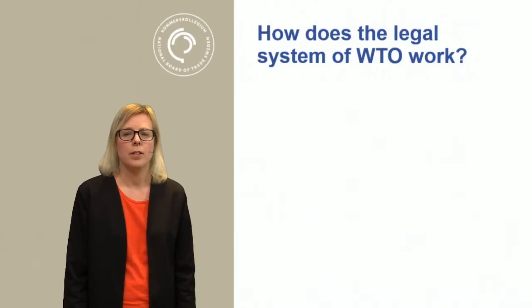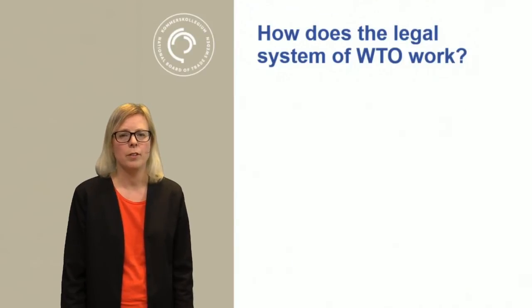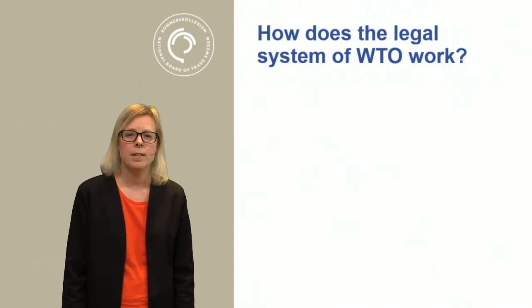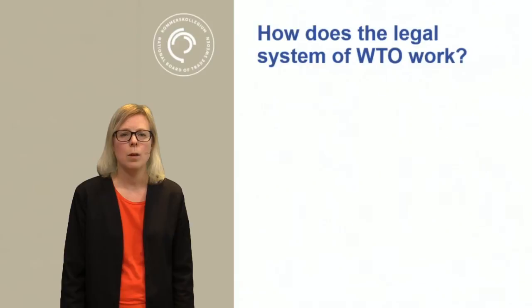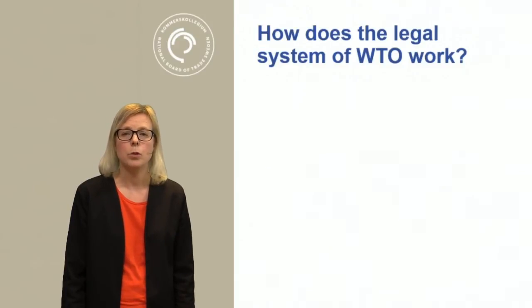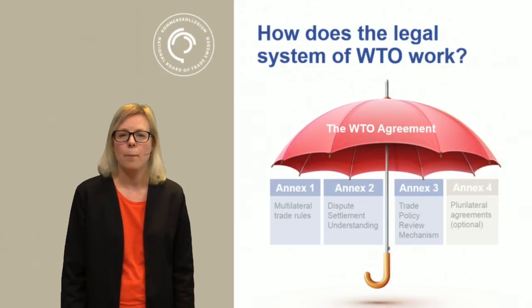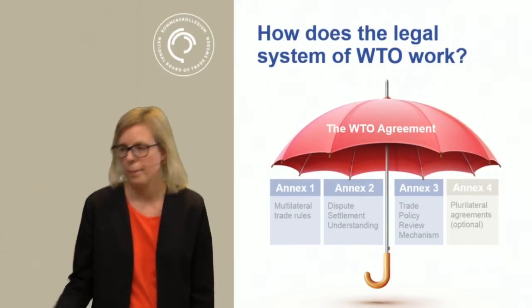The legal system of the WTO includes a large number of different trade agreements. The system is based on the concept of single undertaking, which means that almost all agreements are binding upon all members as one single body of law. This is achieved by annexing all agreements to one single agreement, namely the WTO Agreement. The WTO Agreement is therefore an umbrella agreement containing the other 4 agreements in 4 annexes.